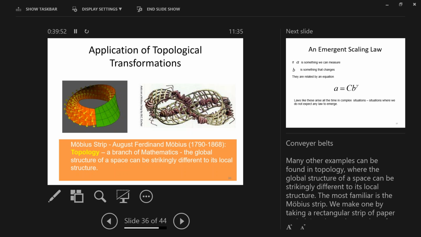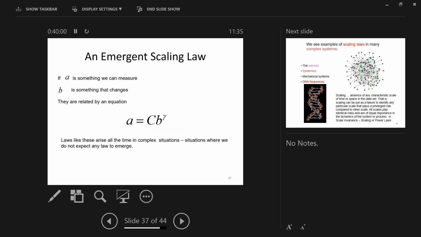The global structure of space can be strikingly different to its local structure. Now, I don't want to give too many examples. This is another one where we see that sometimes we don't have a defined law.